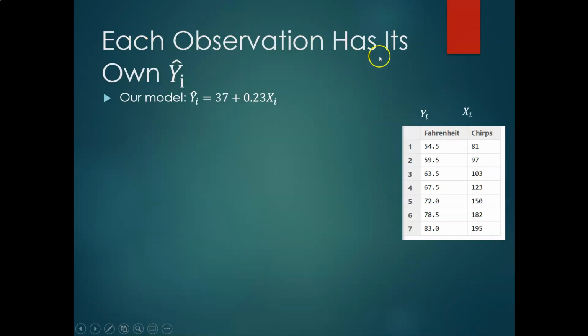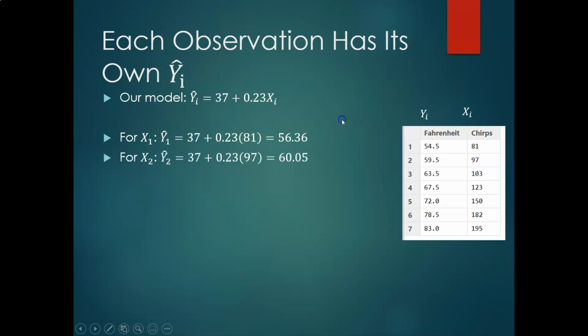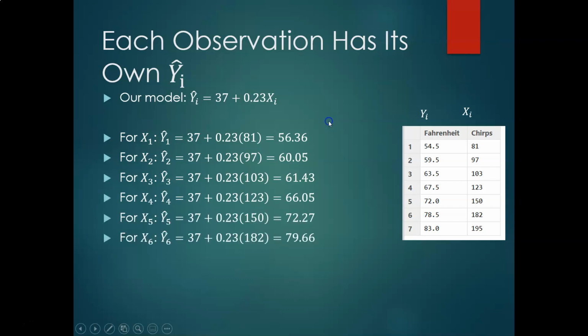So each observation has its own predicted y. For every x, there's a predicted y, which is equal to the intercept plus the slope times whatever x we chose. We can do the same thing here and the same thing here. All you're seeing is three different values for x. For every x, we get a different predicted y.